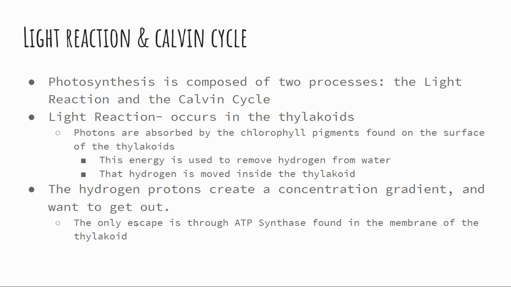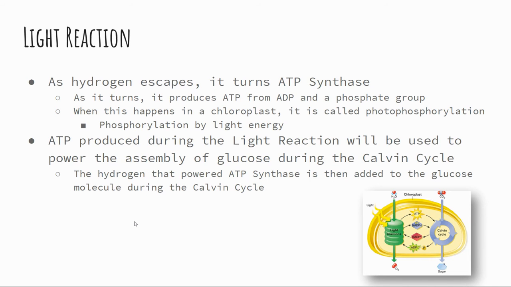A photon is absorbed by the pigments, and this energy is going to be used to remove hydrogen from water. That hydrogen moves inside the thylakoid membrane, and then it rushes out as the concentration gradient builds, through ATP synthase, which is going to spin like a top. That ATP will be made from ADP and a phosphate group. When this happens in the chloroplast, it is called photophosphorylation. So phosphorylation happens by light energy.